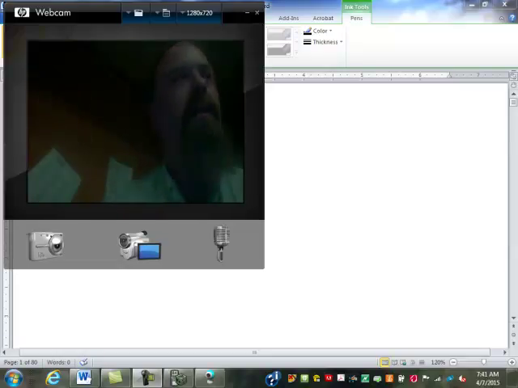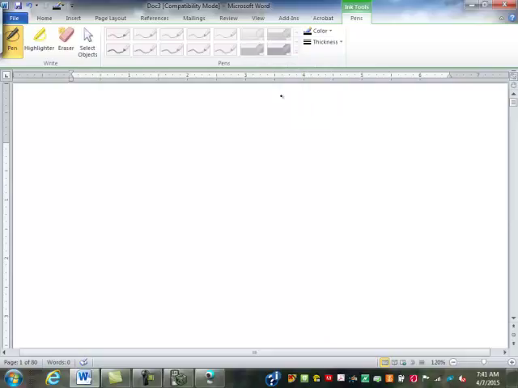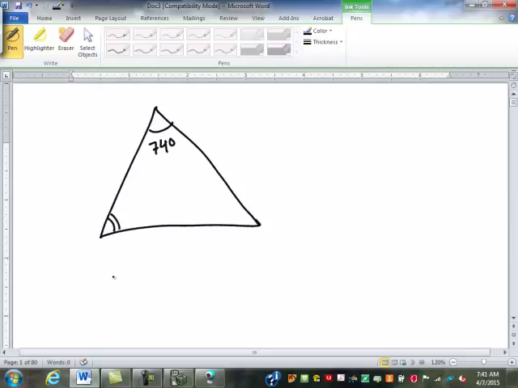Anyway, so we're talking about the law of sines. If we have an oblique triangle that looks like this, let's say that angle is 74 degrees, this angle here is 61 degrees, and this side right here is 18 millimeters. Now I'm going to label everything.